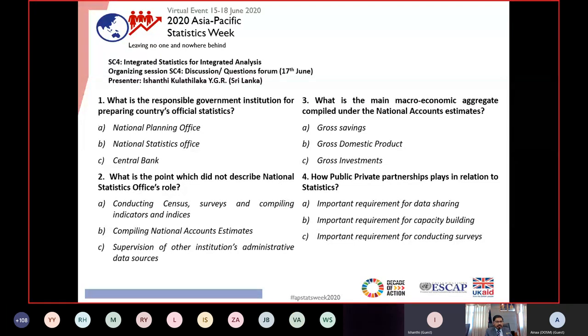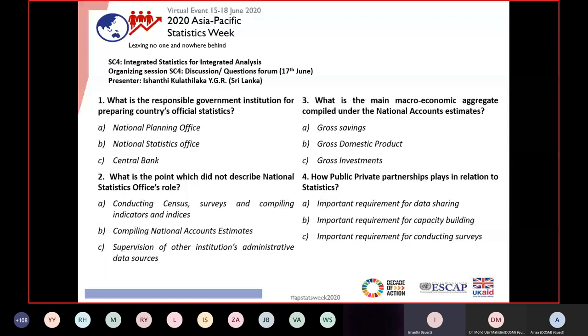The first question is, what is the responsible government institution for preparing countries' official statistics? It's the National Statistics Office. In a country, for preparing the official statistics, the National Statistics Office is the responsible government institution. The second question is, what is the point which did not describe the National Statistics Office's role? The National Statistics Office's role is mainly conducting census and surveys and compiling indicators and indices. And in most countries, the National Statistics Office is responsible for compiling national account estimates too.